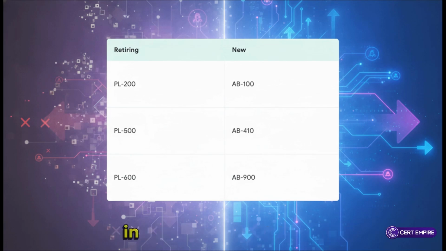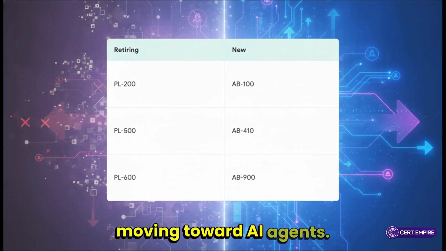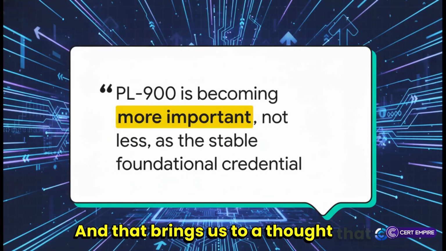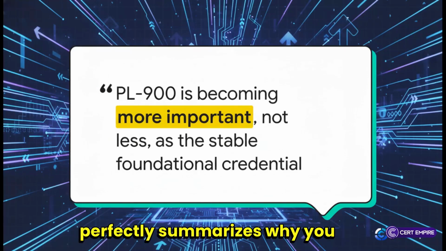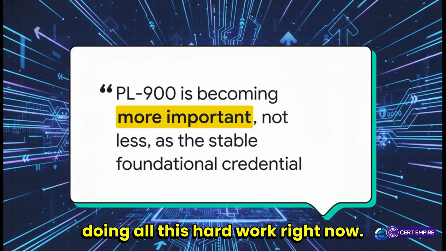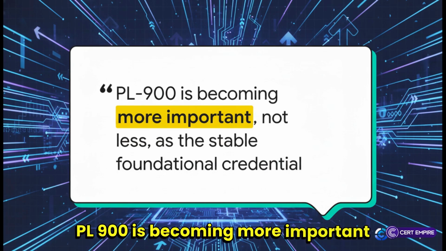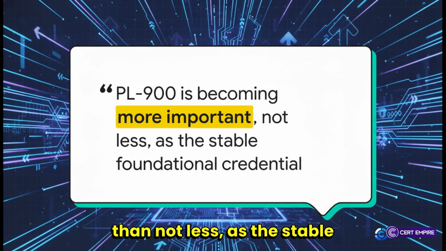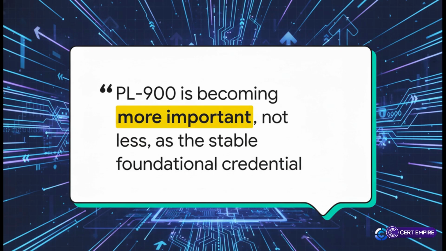This is a massive shift in the ecosystem, right? The entire industry is rapidly moving toward AI agents. And that brings us to a thought that perfectly summarizes why you are doing all this hard work right now. PL-900 is becoming more important, not less, as the stable foundational credential that the entire new AB series certification track assumes candidates already understand. Think about that.